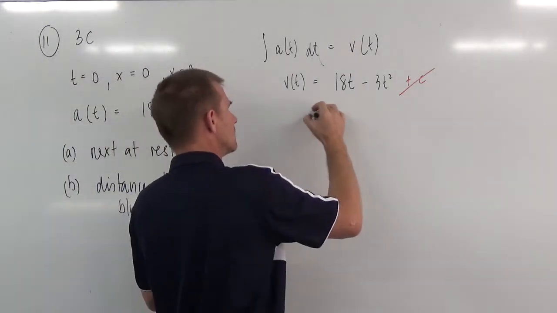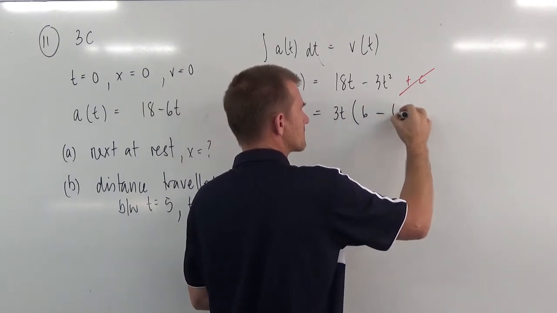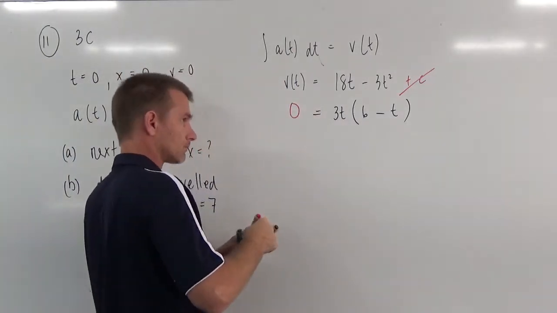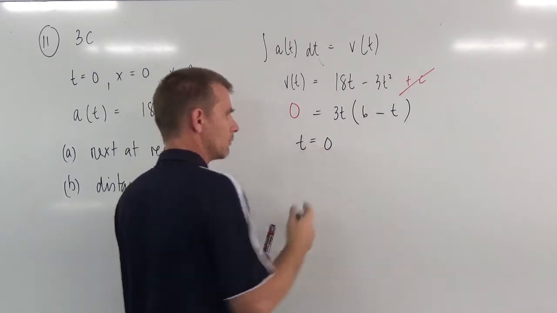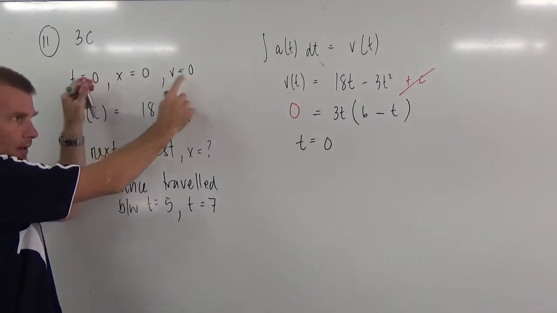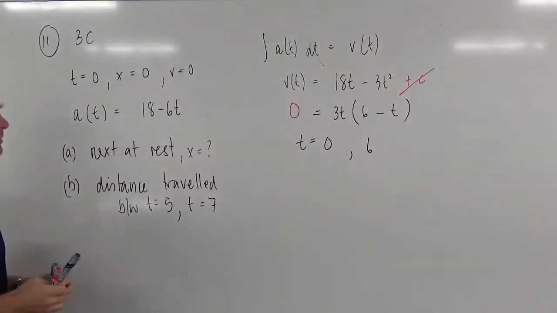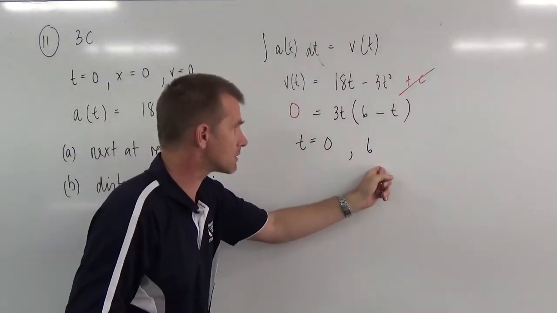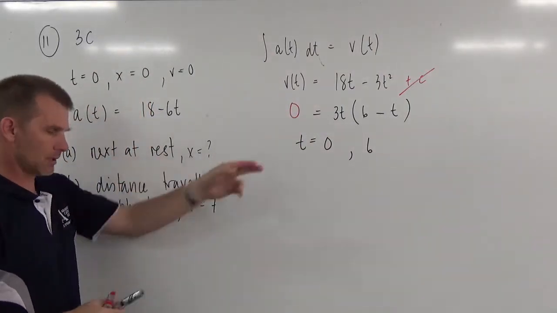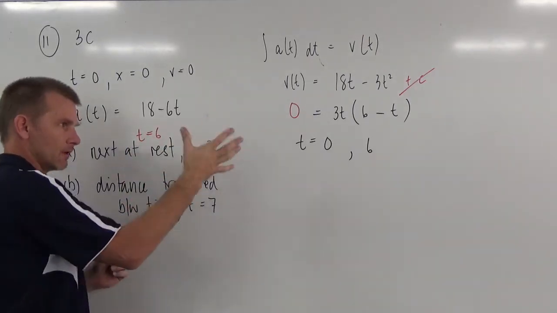Let's factorise this. Would this not be 3t out front of 6 minus t? Now if I let v of t equal 0, then my first solution is t equals 0. Well, that's good, because I already knew that. Or t equals 6. So when t equals 0 or t equals 6, the velocity is 0. Now the question said, when is it next at rest? t equals 6 seconds.